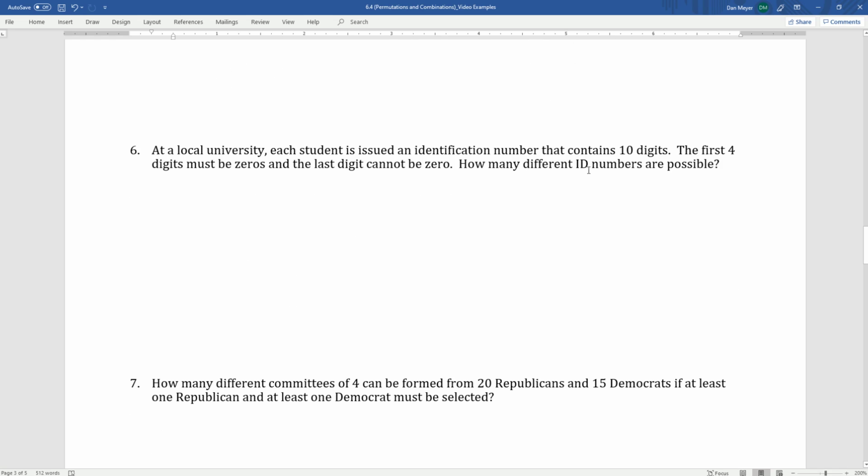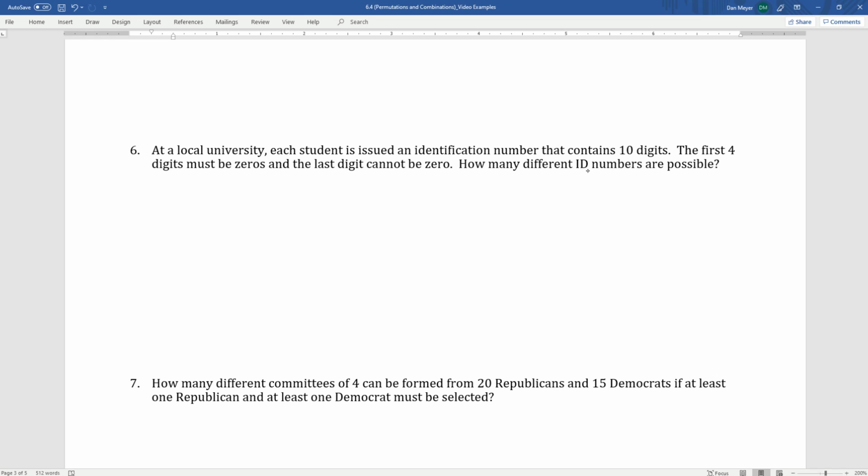And number 6, local university. Each student is issued an identification number that contains 10 digits. The first 4 digits must be zeros, and the last digit cannot be 0. How many different ID numbers are possible? Now, in this particular problem, there's nothing in the problem statement that says that we can't repeat digits, right? In fact, the first 4 digits have to be repeated zeros.